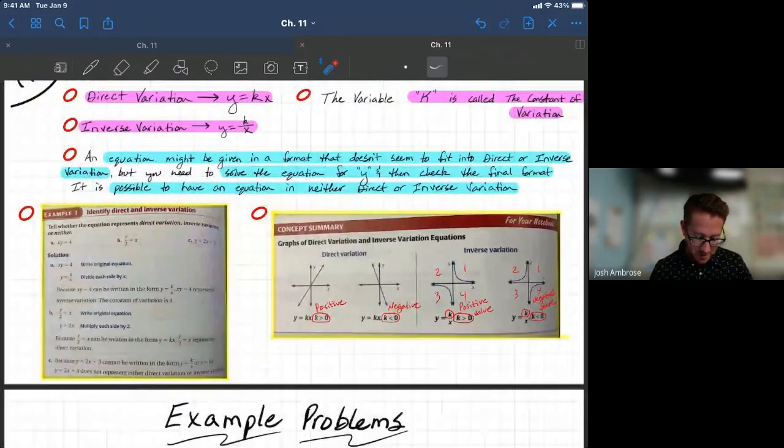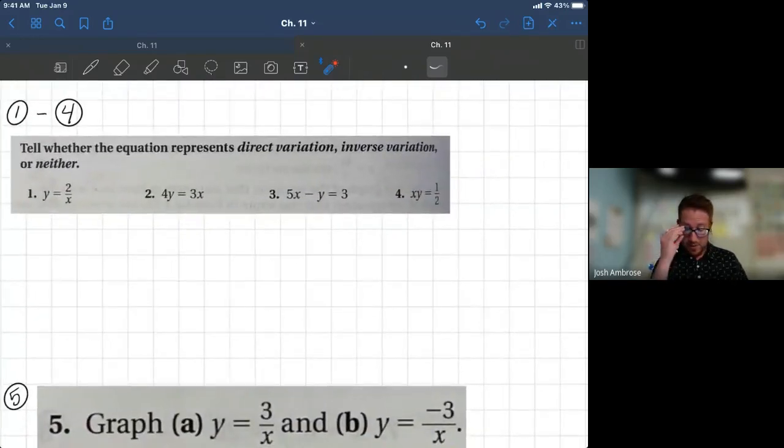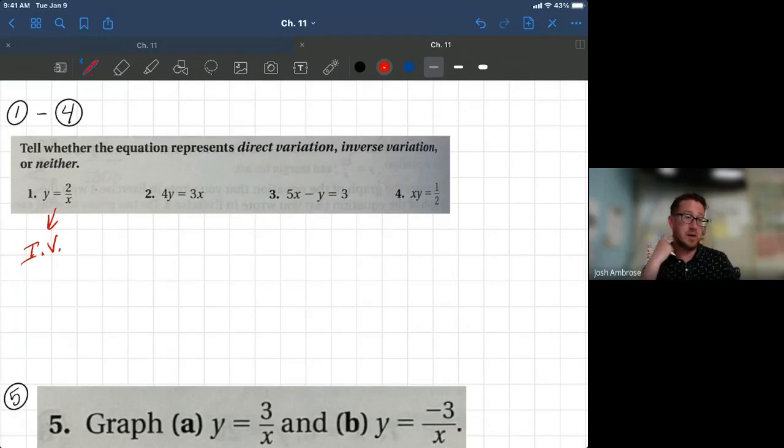All right, well, let's jump into our example problems here for section 1. The first part is determining whether the equation represents direct, inverse, or neither. All right, so let's take a look. This equation is already set up as y equals, so that's great. Y equals 2 over x. This is in the format of inverse variation. So I'm going to put an IV, inverse variation, right there. The equation for inverse variation is y equals k over x. That's the format that we're in. Remember, k will be a number. X and y aren't given as numbers yet.